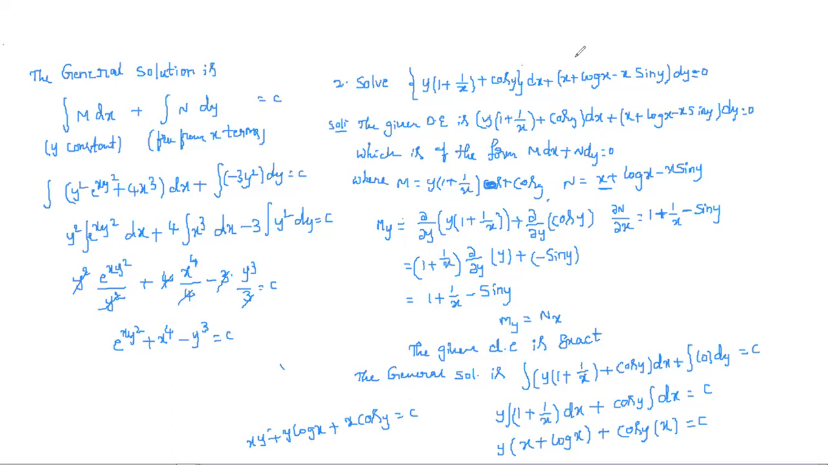So we applied the same procedure, or not? First we wrote M and N, and next we checked dou M by dou y is equal to dou N by dou x or not. And next we applied the general solution.